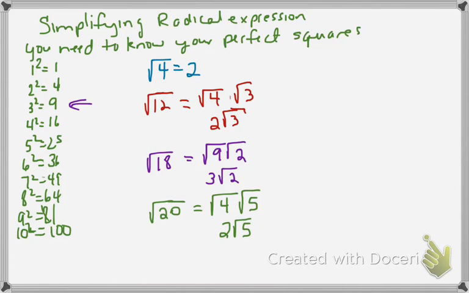All right, so I want you to go now back and finish up the ones that you did not get. Remember that you're trying to find a perfect square inside of the ones that you were not able to simplify. So the square root of 12, I found my 4. The square root of 18, I found my 9. And the square root of 20, I found my 4. All right? So you finish up the rest of those, and we will check those when you get back to class.